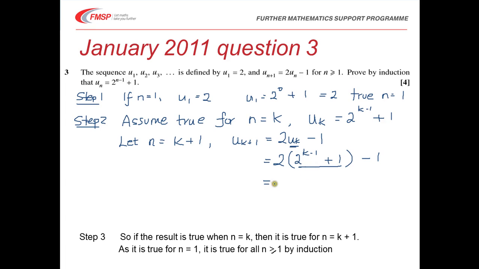Now at this stage, of course, we're just going to use a few rules about indices. So we're multiplying terms, so we're going to add the powers. So we end up with 2 to the power of k plus 2 minus 1, which is plus 1. So this now is true for n equals k plus 1, because you can see that it is exactly the same as this, where you've replaced k by k plus 1.